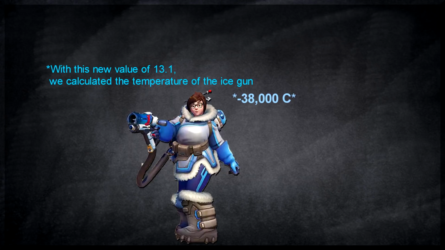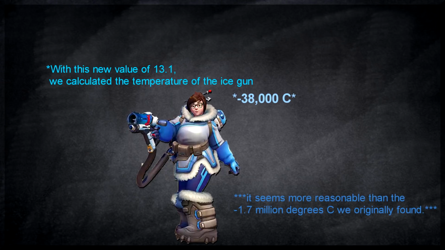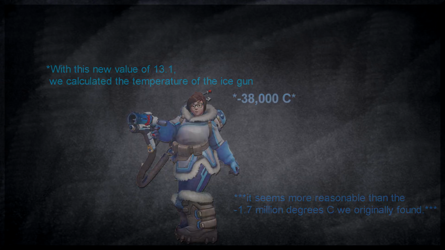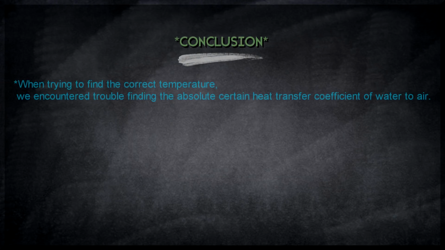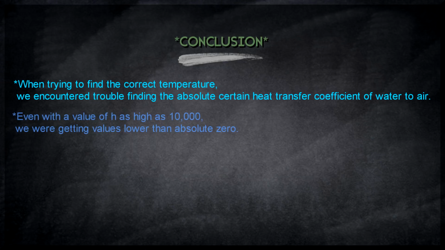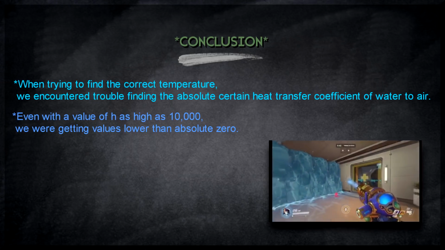This value is still wildly colder than absolute zero, but it seems more reasonable than the negative 1.7 million degrees Celsius we originally found. So, to conclude, when trying to find the correct temperature, we encountered trouble finding the exact heat transfer coefficient of water to air. Even with the value of H as high as 10,000, we were getting values lower than absolute zero. It just does not seem possible to freeze a person completely solid in 1.4 seconds using a sprayed air-like gas.